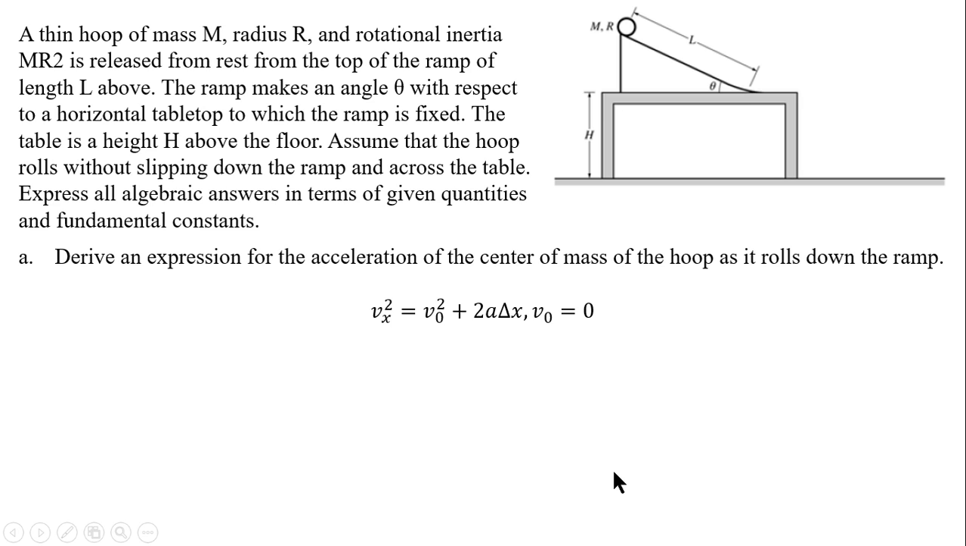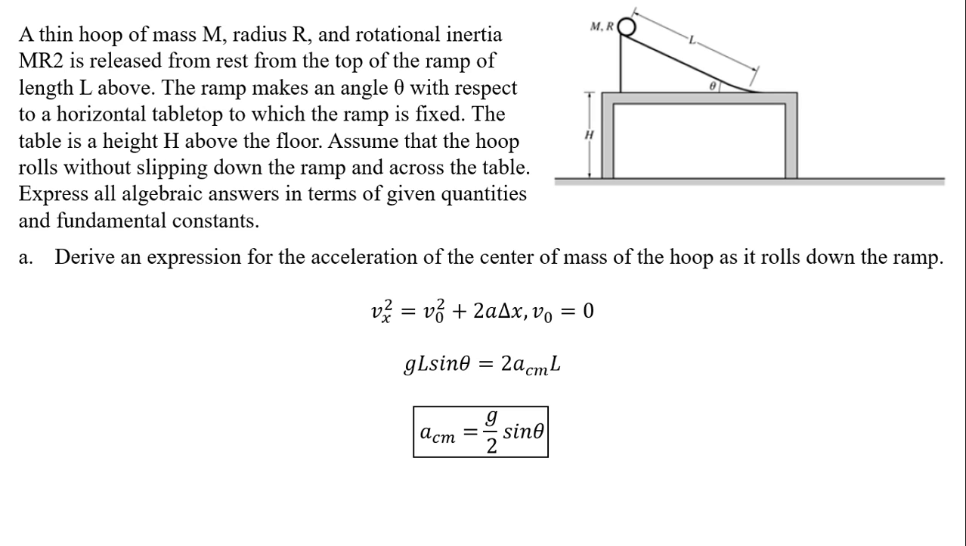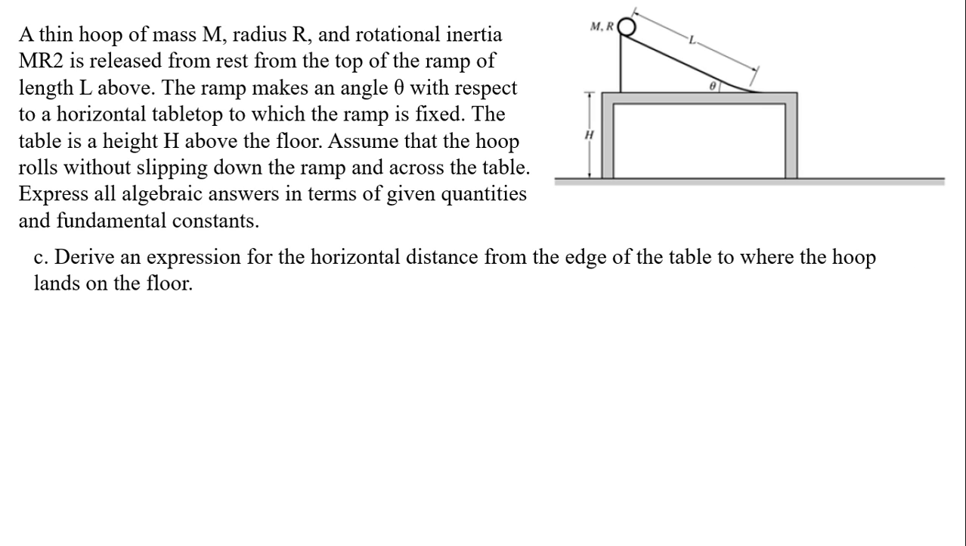Part B, same thing we basically did before. GL sine theta equals 2A center of mass L. Okay. G over 2. Moving on. C. Now, there are a bunch of other ways to solve them. Feel free to hit me up if you did it a different way.